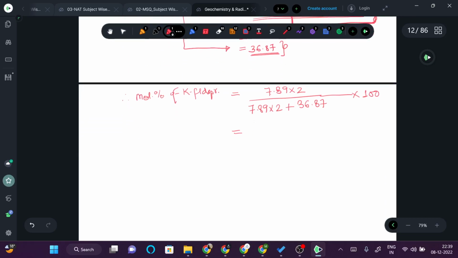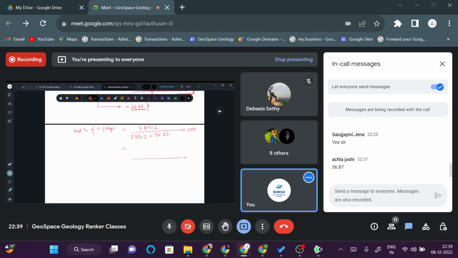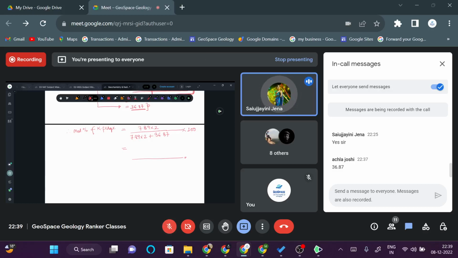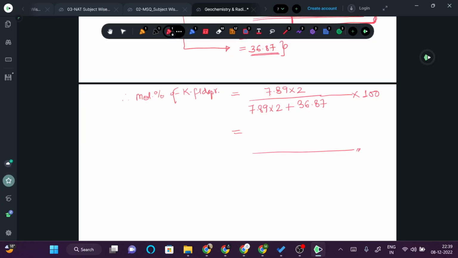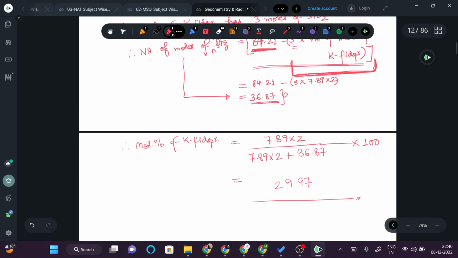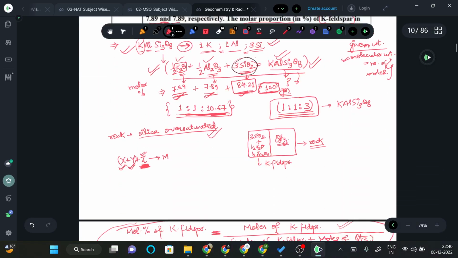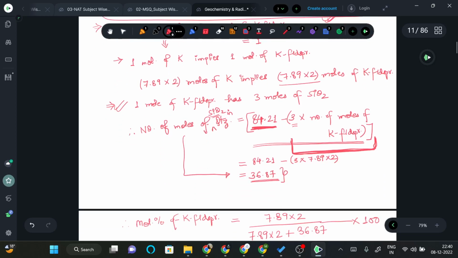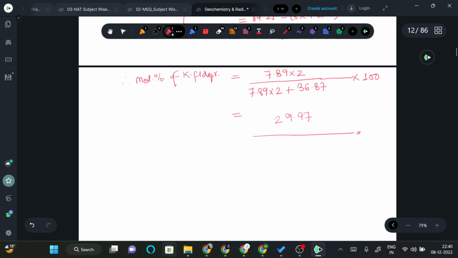So now just quickly let me know what will be the answer. I will just quickly repeat this complete solution once. So 29.97. 29.97. Okay. Just let me quickly check the answer also. This is question number 43, 2021.